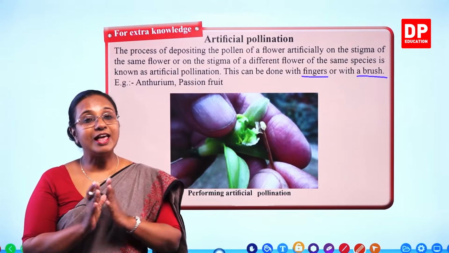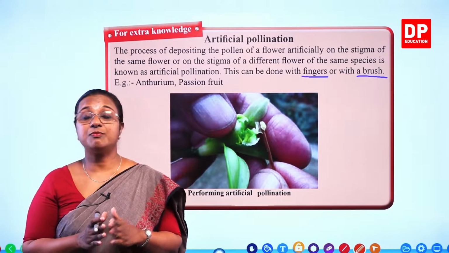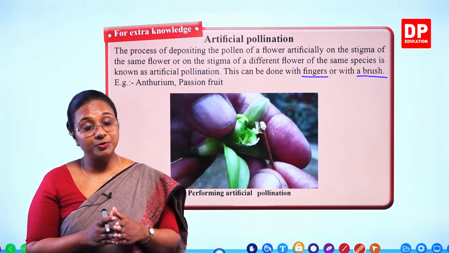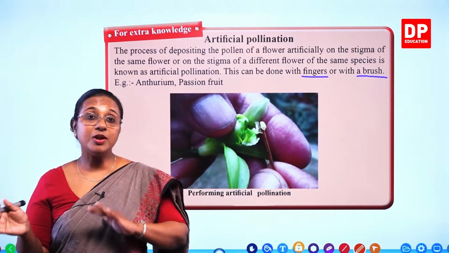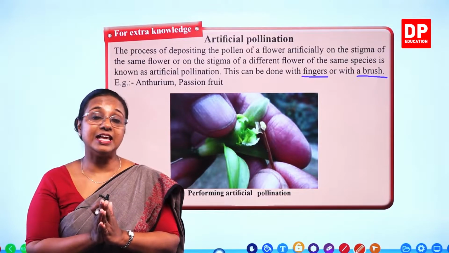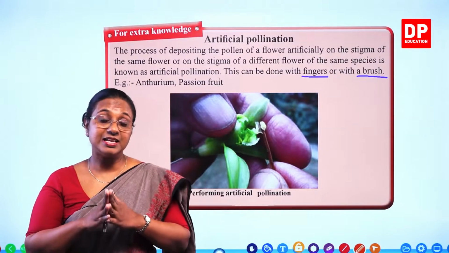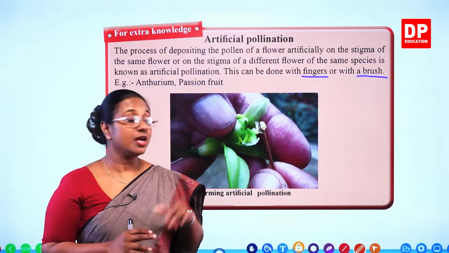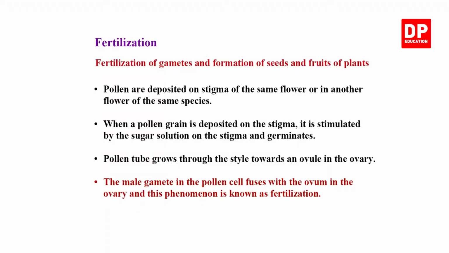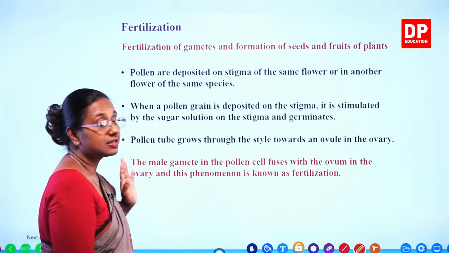So with that, you all have a good understanding of what pollination is and how the different agents of pollination help to carry out the pollination process. When the pollen is deposited on the stigma, then fertilization can take place. That is the next step in the sexual reproduction of plants. I will move on to the next slide. Fertilization: fertilization of gametes and formation of seeds and fruits of plants. That is the next process.